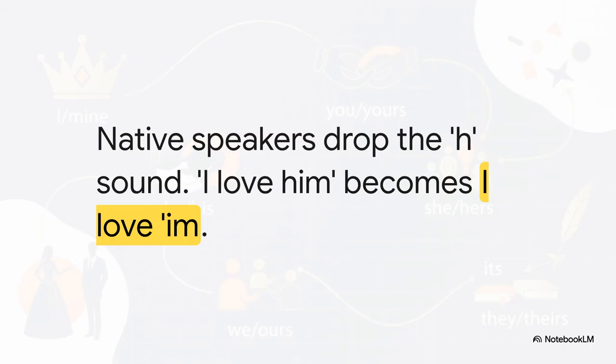And here's a lovely little insider secret for you. In fast, natural speech, native speakers are actually, well, quite lazy. We very often drop the H sound in him and her when those words aren't the main focus of the sentence. So "I love him" becomes a soft "I love 'im." "Tell her" smoothly blends right into "tell 'er." Try saying it out loud yourself right now. It instantly makes your rhythm sound so much more authentic.